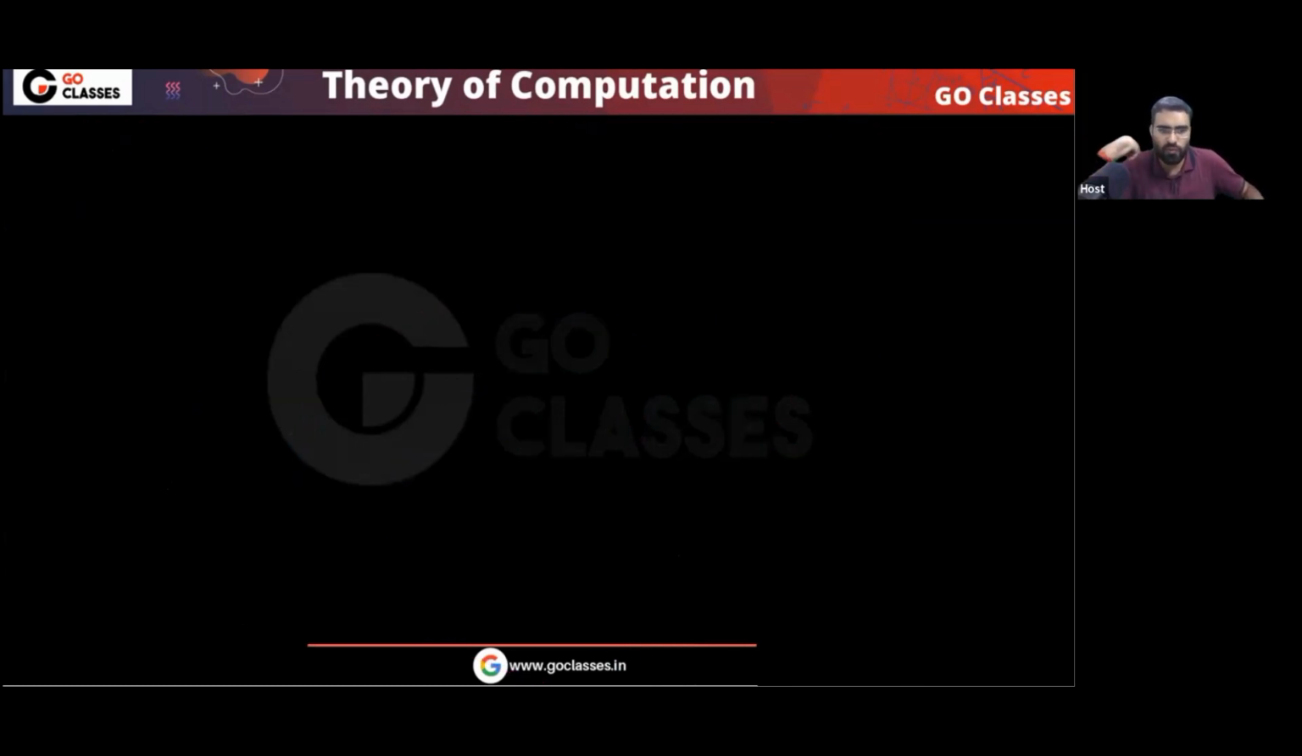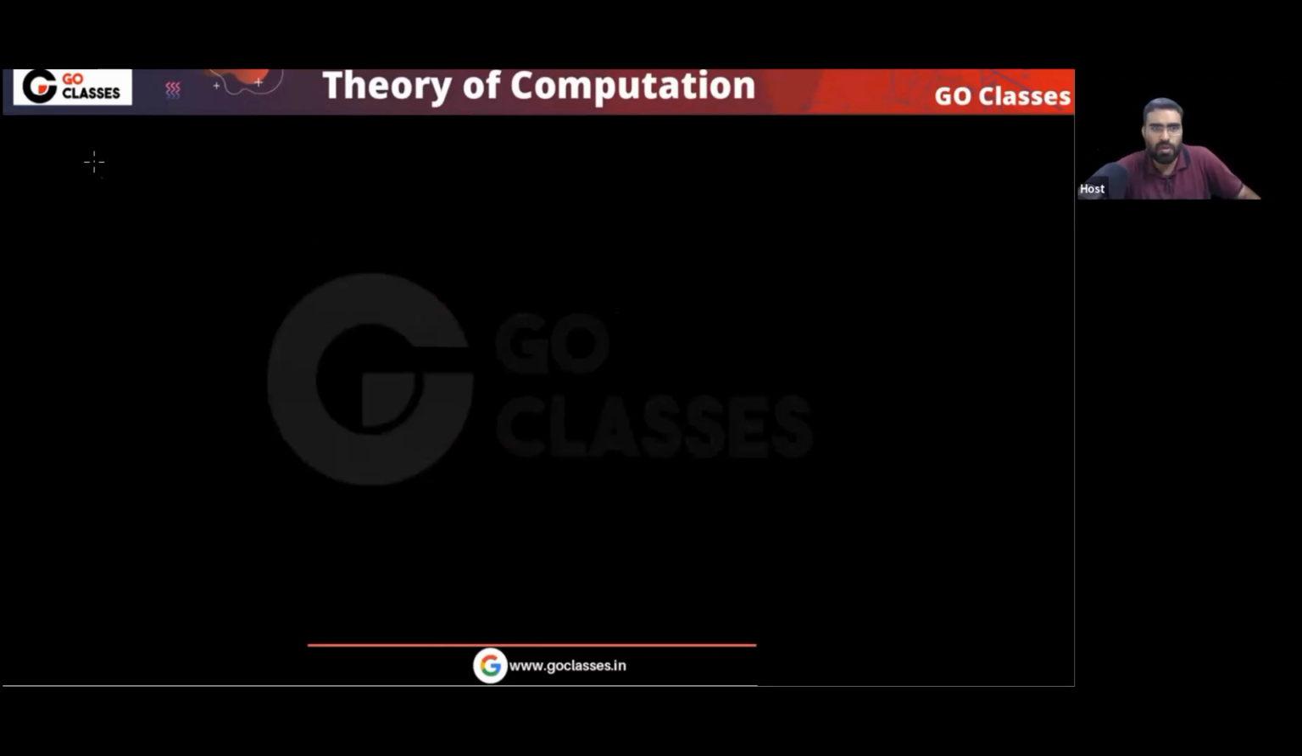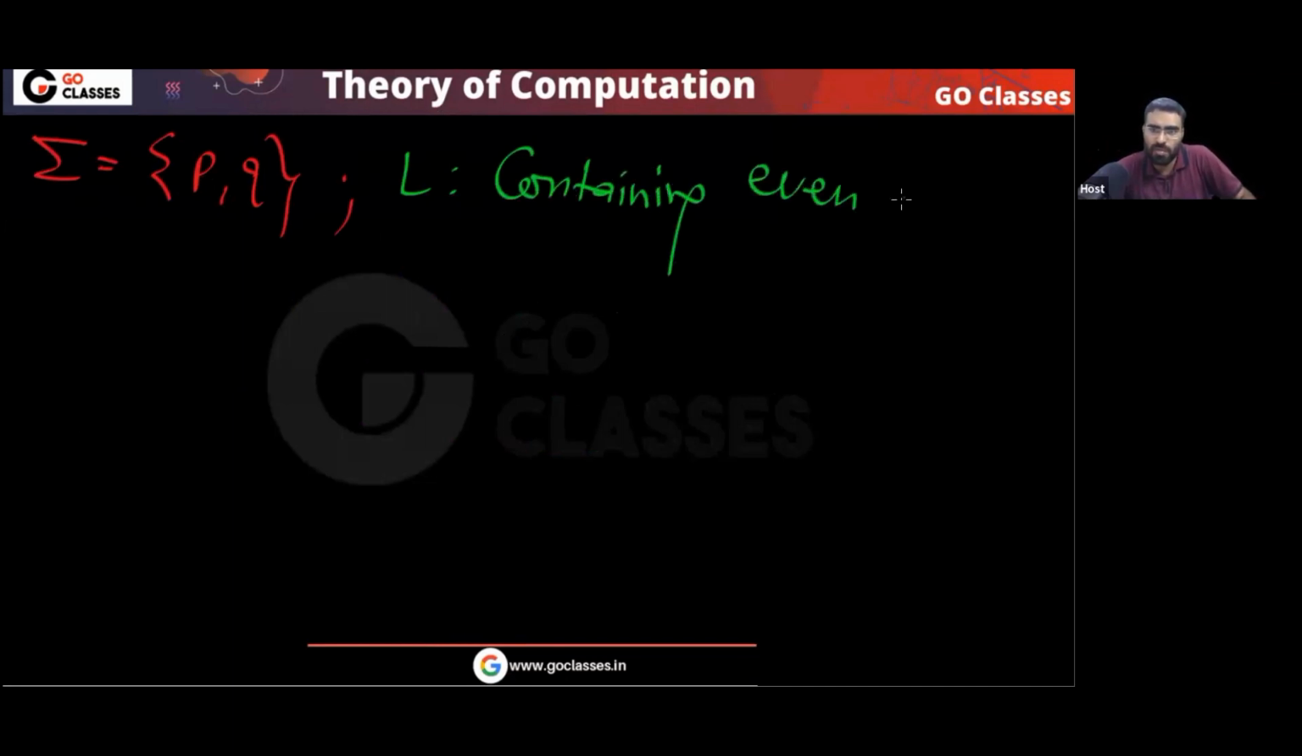Now let me tell you another interesting point of view, or I can say this is idea number 3. Let's see this idea number 3 also. This is your alphabet: P, Q. And what is your language? Your language is containing an even number of Q's. Let's start with the even number of Q's.